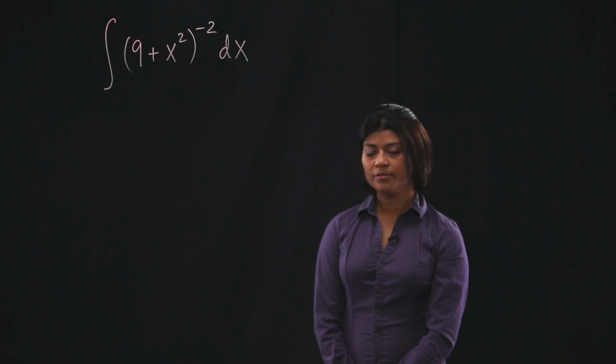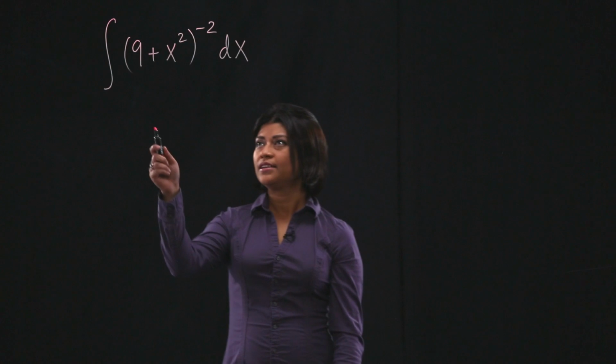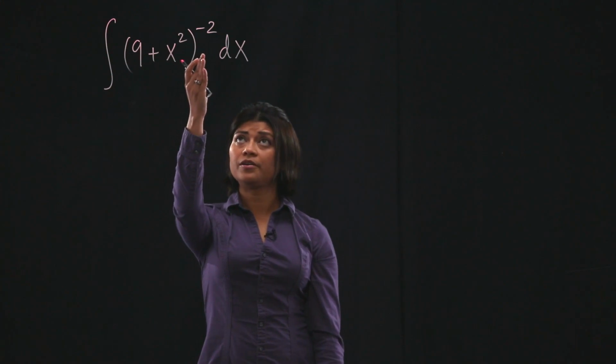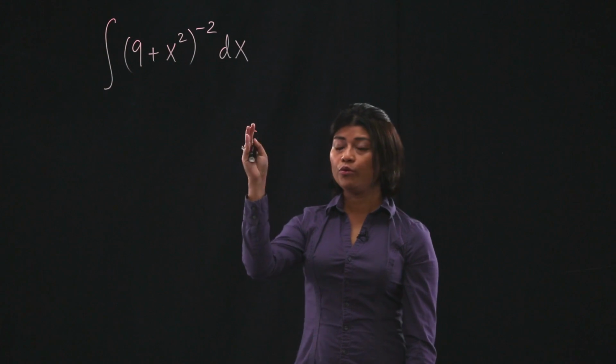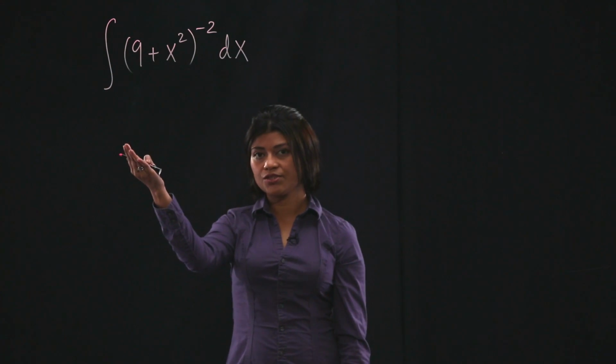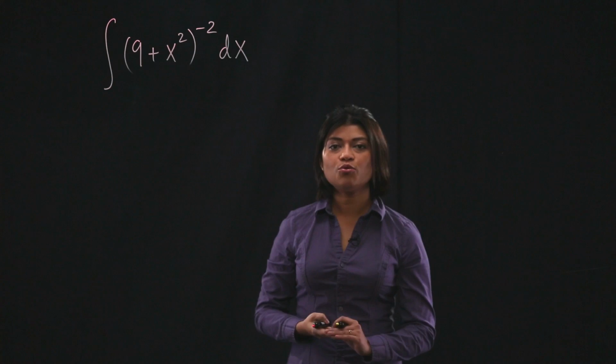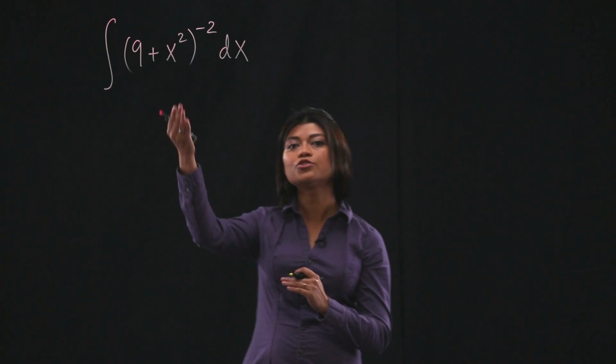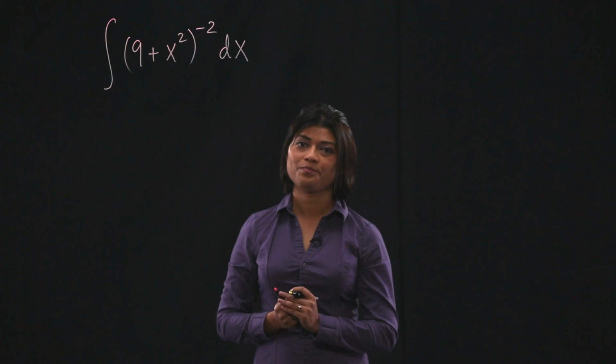Hello, I'm Papia. In this problem, we have this indefinite integral of (9 plus x squared) to the power negative 2 dx. We don't have to evaluate the integral. We have to state which trig substitution can be used to solve this problem.